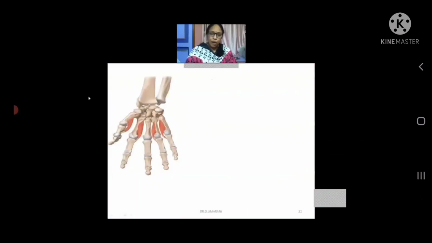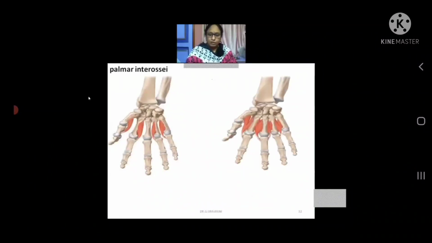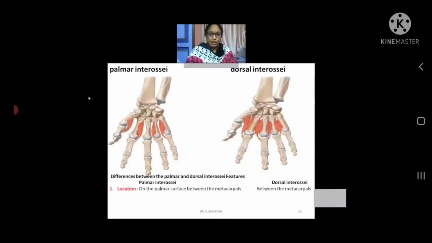Next are the 4 palmar interosseous muscles and 4 dorsal interosseous muscles. What is the difference between palmar and dorsal interossei? The palmar interosseous muscles are located on the palmar surface between the metacarpals, whereas the dorsal interossei are between the metacarpals on the dorsal region. The palmar interosseous is a unipennate muscle, and the dorsal interosseous is a bipennate muscle.